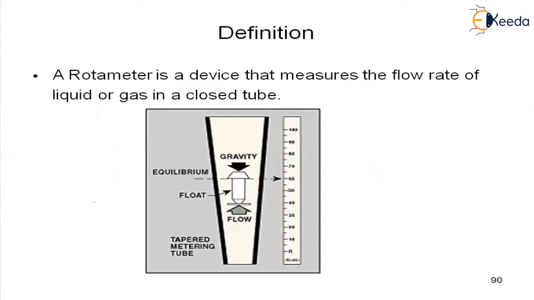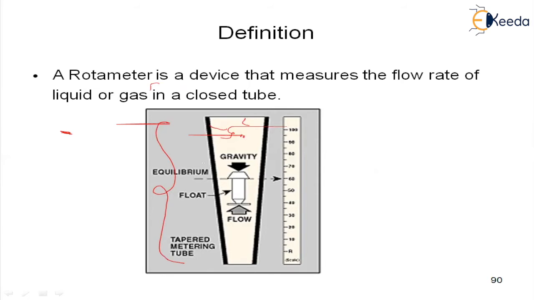Now, if I go for the definition of a rotameter, it is a device that can be used to measure the flow rate of any particular liquid or a gas. Here I am not always going to take only liquid. I can take it that the inside is filled with either gas or liquid.